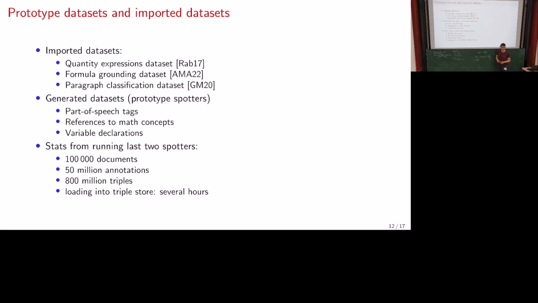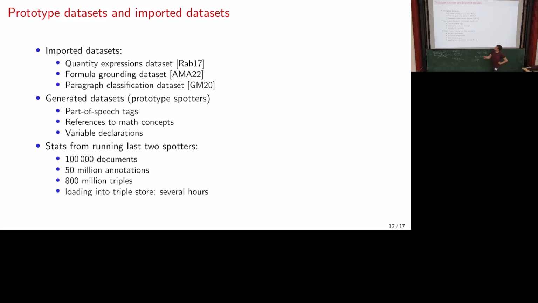So we've tried this out, experimented a bit with it, and the first thing was to just import existing data sets. There was a quantity expression data set, a formula grounding data set, and a paragraph classification data set, which we actually had to recreate. But all of them are incompatible already, so they are not linked because they are based on different variants of the documents, but you can import them and represent them using this.